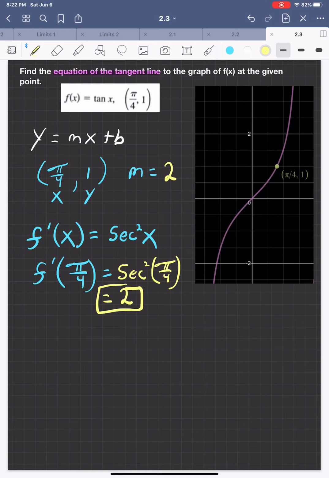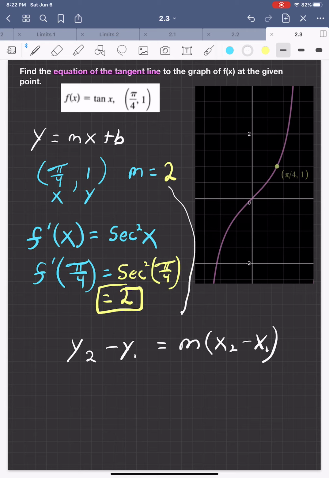Okay, almost there. We need the point-slope formula, and then let's start to plug in some information. Plugging in 2 for slope, plugging in for x, plugging in for y, I arrive at y minus 1 is equal to 2 times x minus pi over 4.